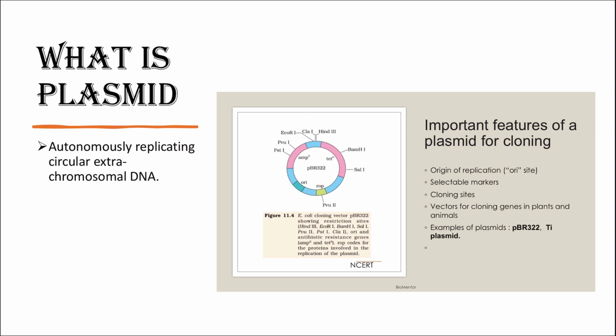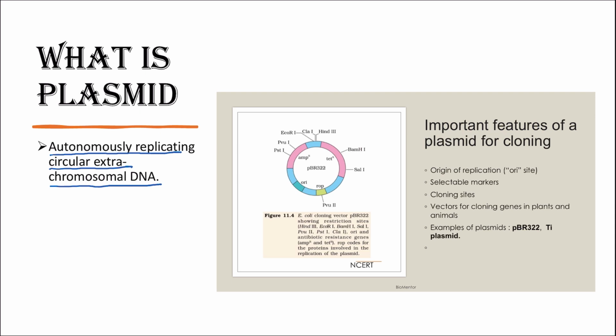Now there are some points about plasmid. As I have told, a plasmid is an autonomously replicating, circular, extrachromosomal DNA. As you see, this is double stranded and circular. When this is present in bacteria, it serves as an additional feature to the bacteria.